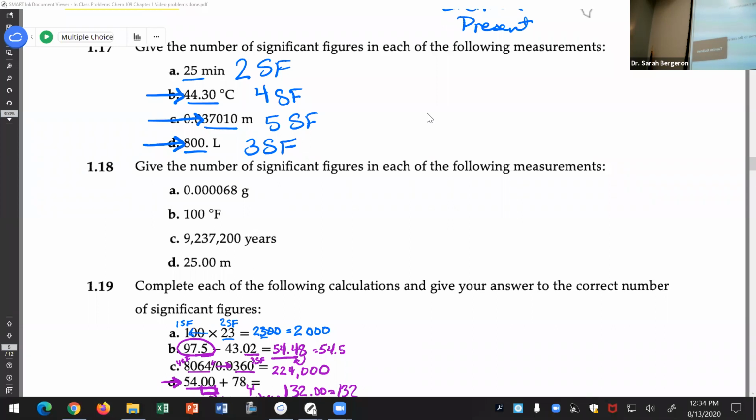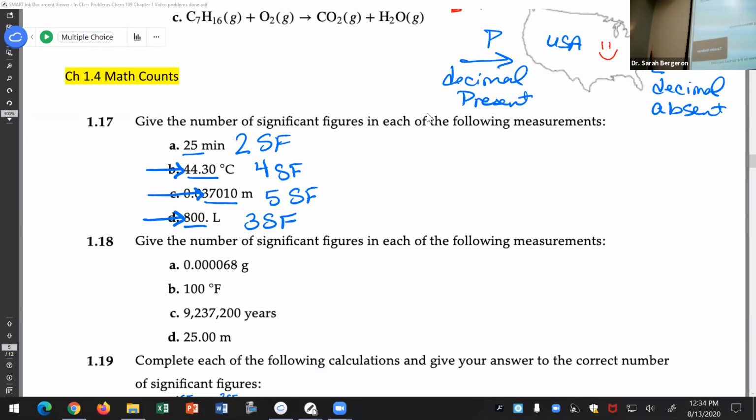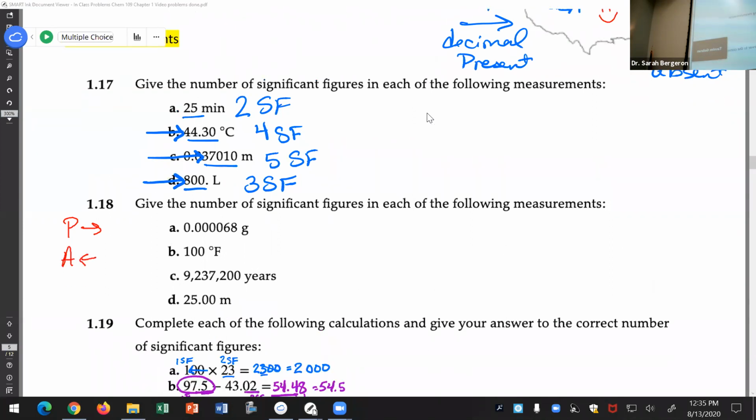In A, is my decimal present or absent? My decimal is present, so what direction do I go? If it's present, I go this way. If it's absent, I go the opposite, okay? So if the decimal is present, I'm gonna take my little arrow and I'm gonna eliminate zeros until I get to my first non-zero number. My first non-zero number is a 6. So how many significant figures do I have? Only 2. Isn't that nice and easy?